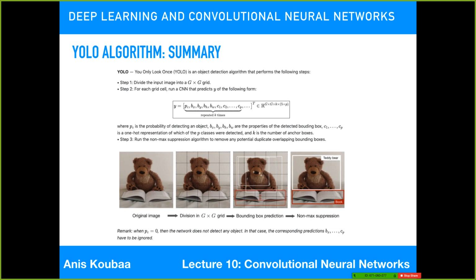Okay, just to finalize, here is a summary of the YOLO algorithm. First of all, you divide your image into a grid that is G by G, like this. For each grid cell, you run a convolutional neural network that predicts the output Y. That is the probability that there is an object, the bounding box, and which class. So you repeat this K times. What is K? It is the number of anchors. If you have 10 anchors, you will have 10 possible outputs, one output per anchor for every grid.